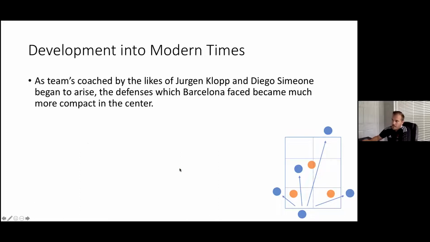So modern times, we know of coaches like Jurgen Klopp, Diego Simeone, as they started to coach and develop even more modern defenses, which are more compact, more fast. They sprint the whole game. They sprint side to side. They're really compact. It's hard to find any spaces. It became harder to find open players in the middle as often, right?